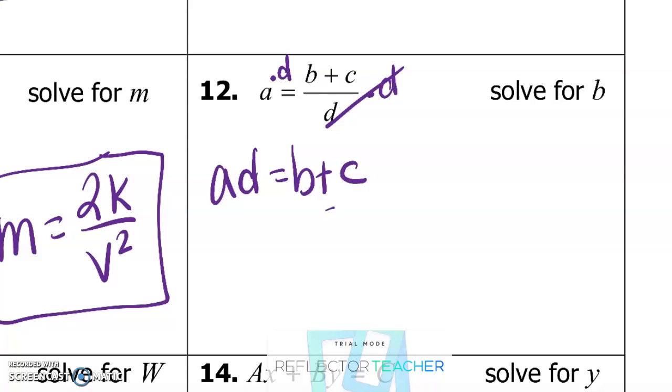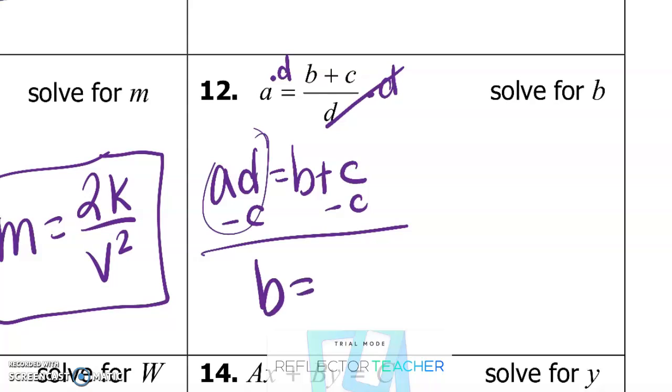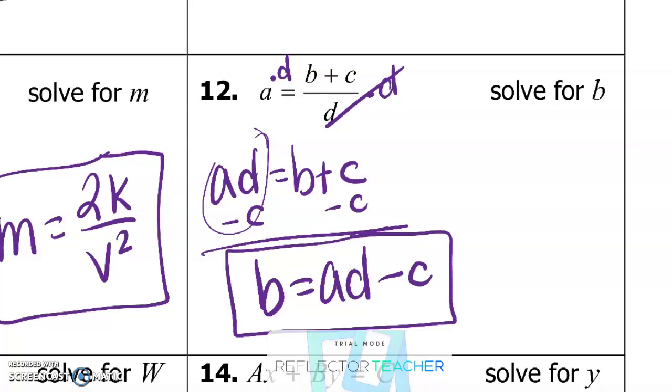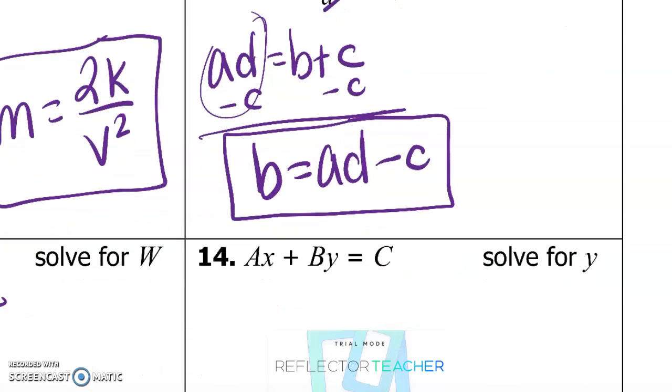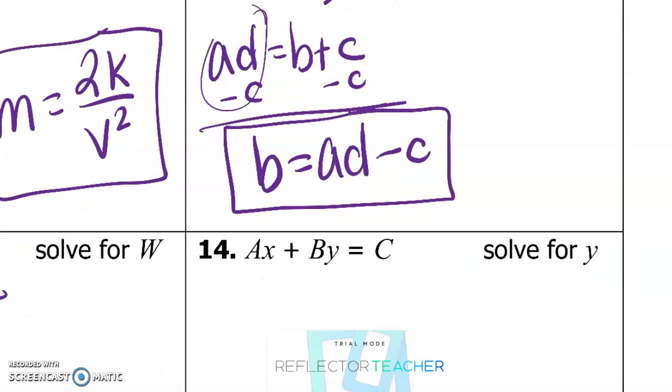We need b by itself, so we need to subtract c and subtract c. So b equals, you write down exactly what it says, AD minus c. If it helps to say it out loud or say it in your head as you're writing it, you're just going to work your way straight down. It says AD minus c. So that's what you write.